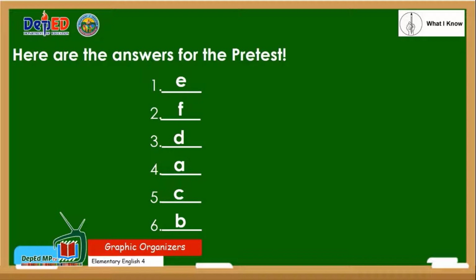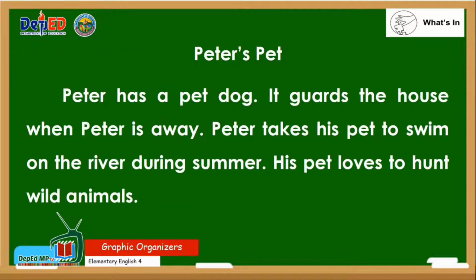So, did you get the perfect score? For those who got a low score, don't worry, after this module, you will do better. Let's continue to our lesson. Here is a story called Peter's Pet. Let's read it together. Are you ready?